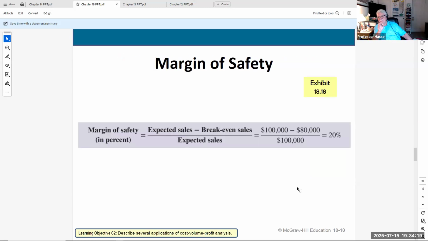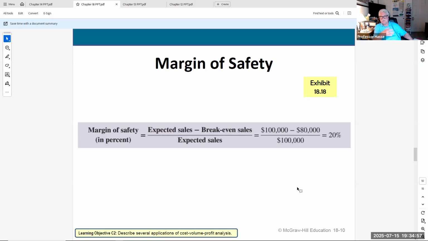Another important piece of analytical information in cost-profit analysis is called the margin of safety, which is the relationship between expected sales and your break-even sales. What's the leverage or spread between what you expect to sell and what you need to sell to break even? It's called the margin of safety. Some companies like to call it arbitrage. I like margin of safety. Arbitrage is a little too phony for me, but whatever.